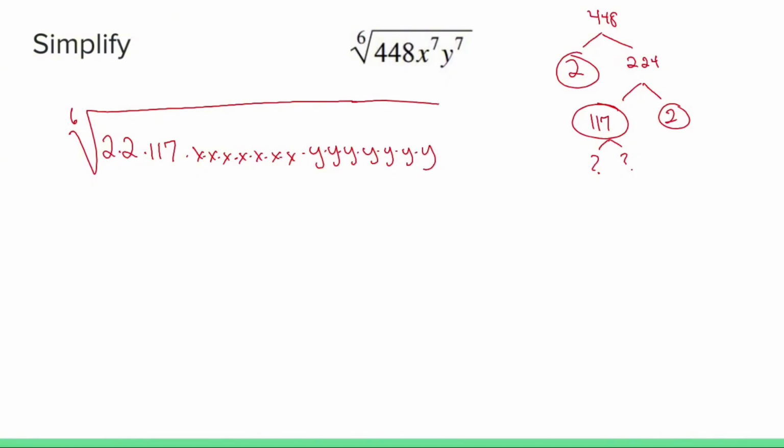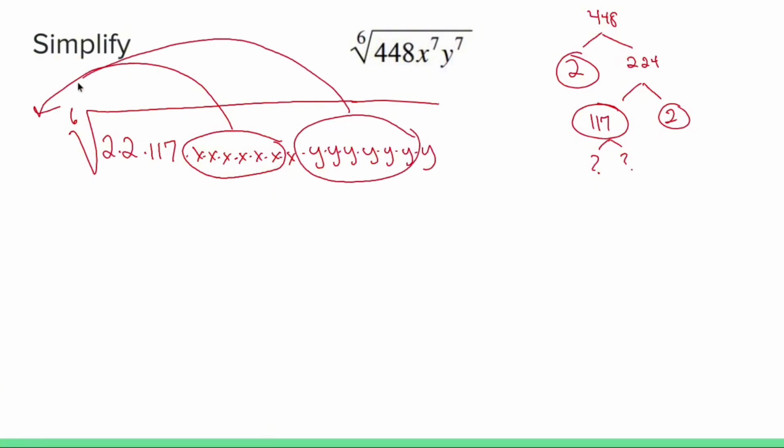Since we're taking the sixth root, circle all groups of 6 of the same number, not all pairs. That's why I didn't lose any sleep about the whole 117 thing, because there's no way 117 is going to turn into 4 more 2s or anything like that. So I could circle a group of 6 x's right there, and I could circle that group of 6 y's right there.